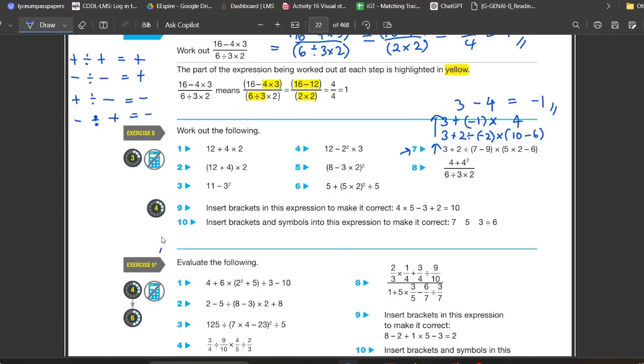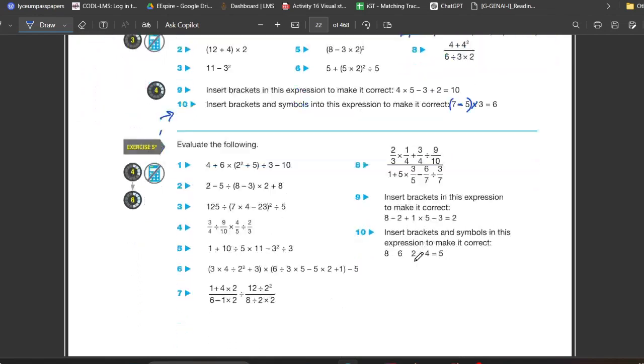Okay, so this 10th one. This is little interesting. Insert brackets and symbols into this expression to make it correct. So this should give result as 6. Okay. What I can see is if I subtract these two, and multiply. This will give 6, but you have to put brackets. Otherwise, we do the multiplication first. Okay. Like that.